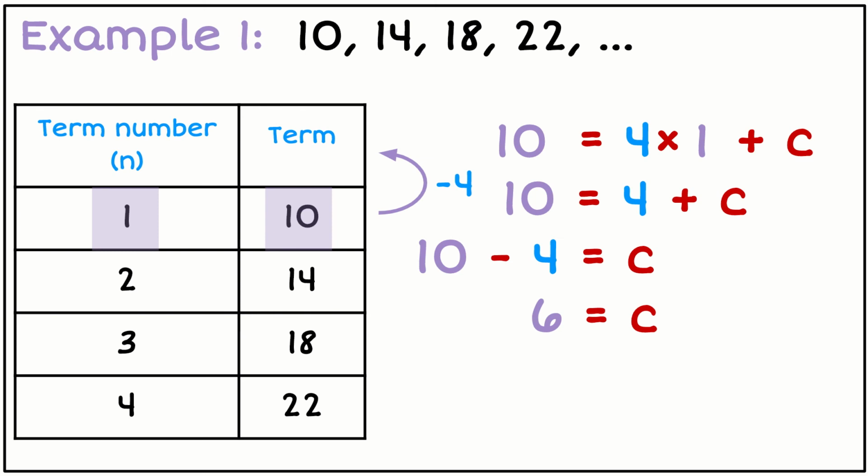I'd find the same value by taking the pattern number 1 term and subtracting 4 from that, so 10 take away 4 would also give me that value of 6. So that is our constant c. That gives us our final equation here, t equals 4n plus 6. Now I can take any value of n and substitute into the equation and find the value of the term.